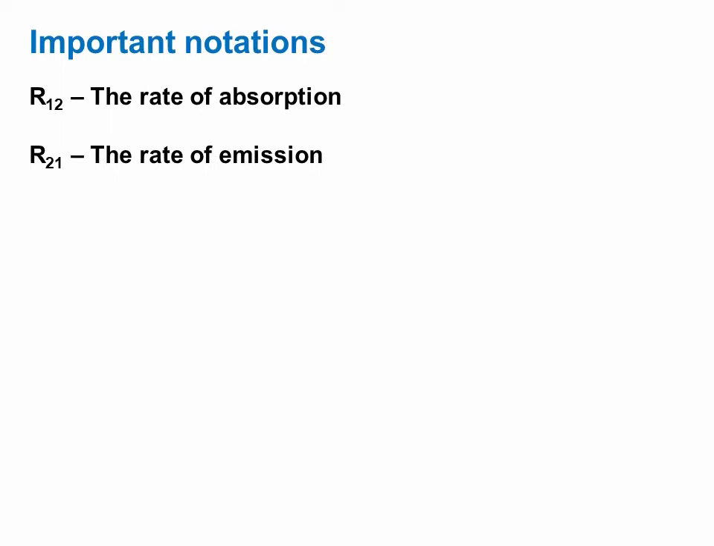Next, R21. R means rate. 21 is the transition from energy level 2 to energy level 1, that means E2 to E1. E2 to E1 is emission. So, R12 is absorption, R21 is emission. In general, you can easily remember that 12 is upward transition, absorption, and 2 to 1 is downward transition, which is nothing but emission.